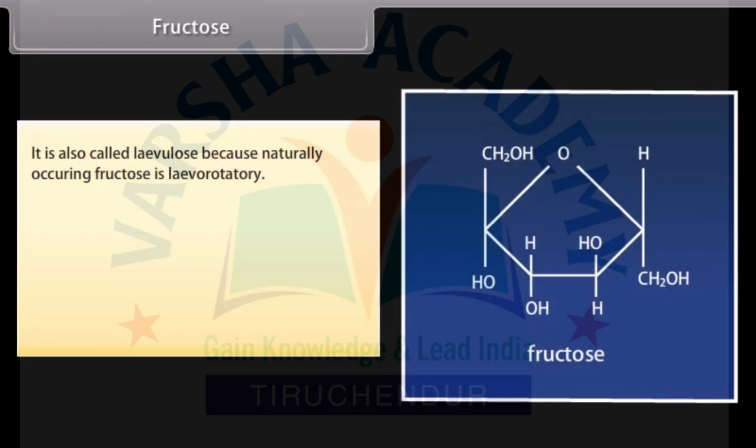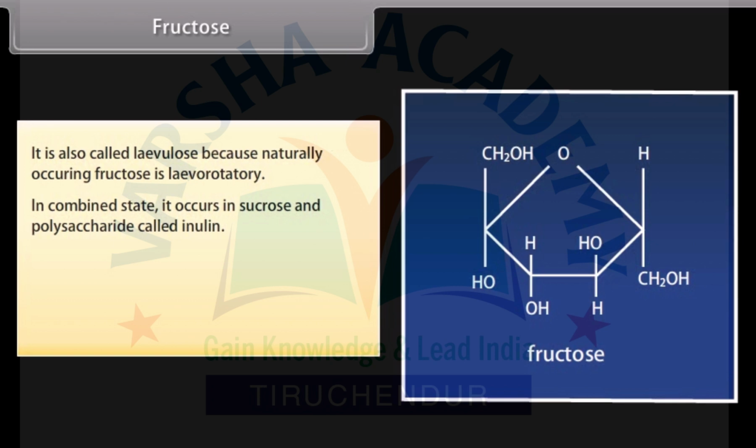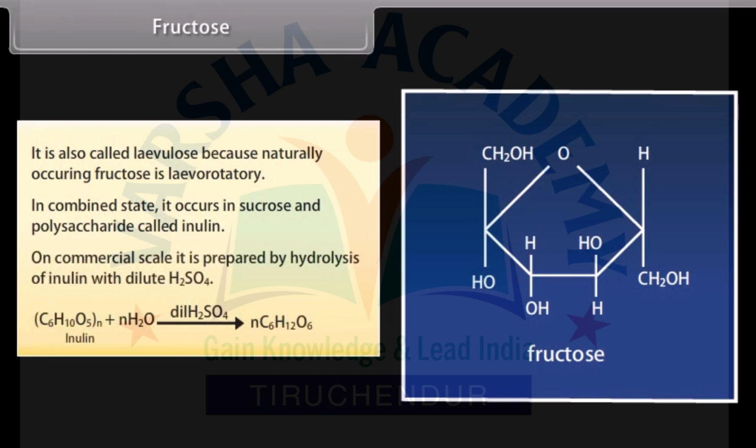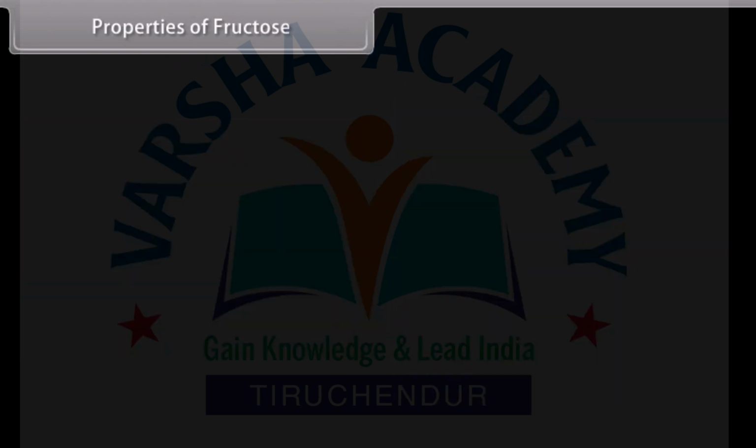It is also called levulose because naturally occurring fructose is levorotatory. In combined state, it occurs in sucrose and a polysaccharide called inulin. On commercial scale, it is prepared by hydrolysis of inulin with dilute H2SO4. Properties of fructose. The important properties of fructose are the following.